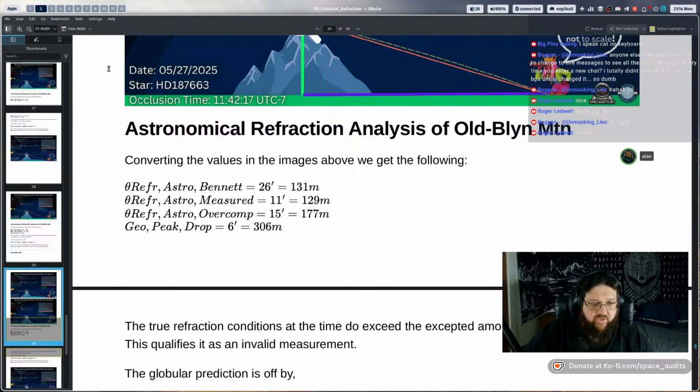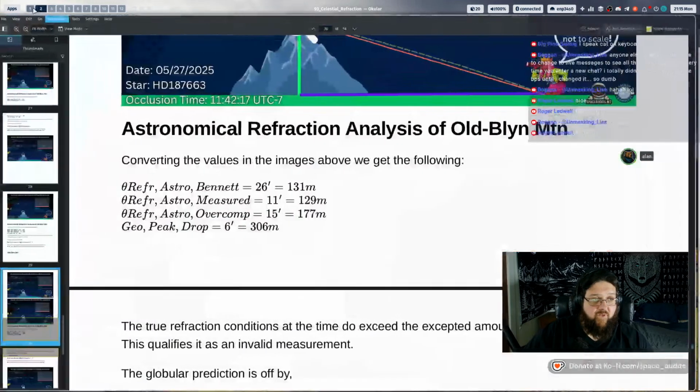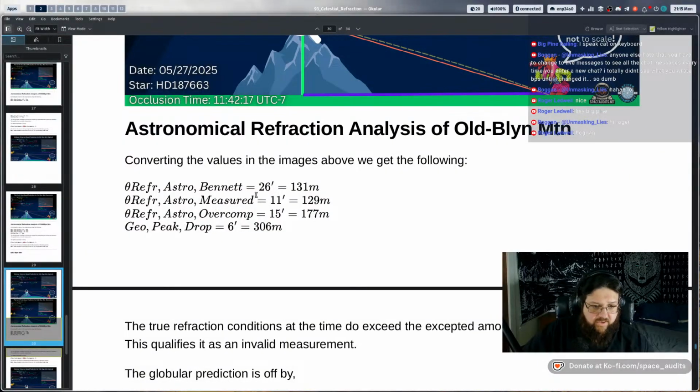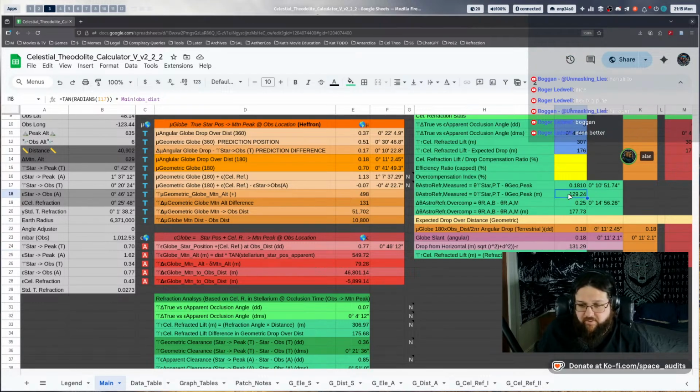And this overcompensation factor converts to 177 meters of correction to what would otherwise be 131 meters of drop over distance. So again, here they've overcompensated by the actual refraction amount, which is 229, right? So 230, we'll just round that to 230. The drop over distance is 130. I'm sorry, I said 230, 130, 129. The actual drop over distance is 131.